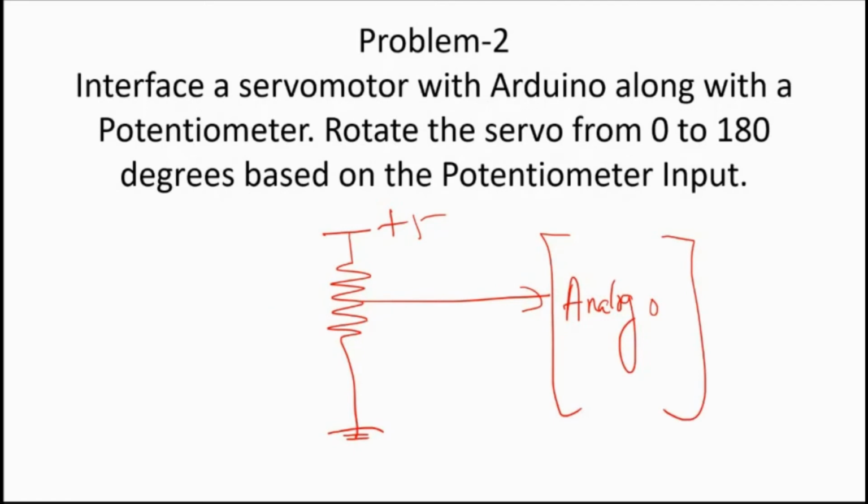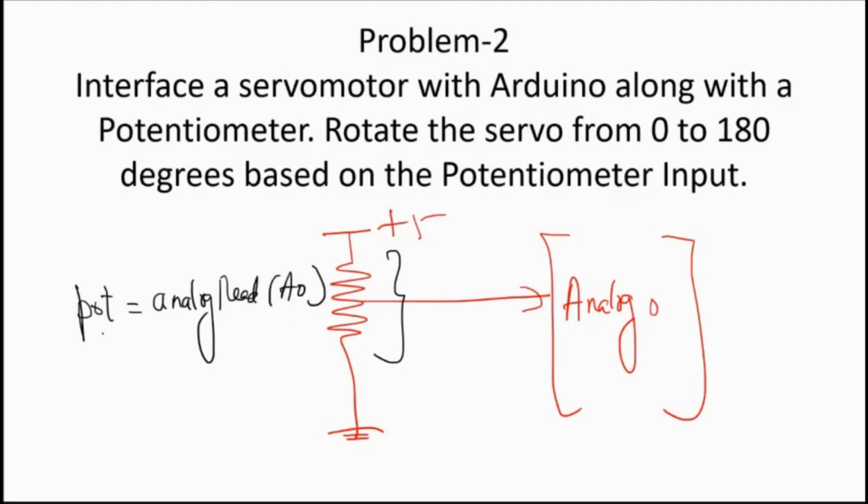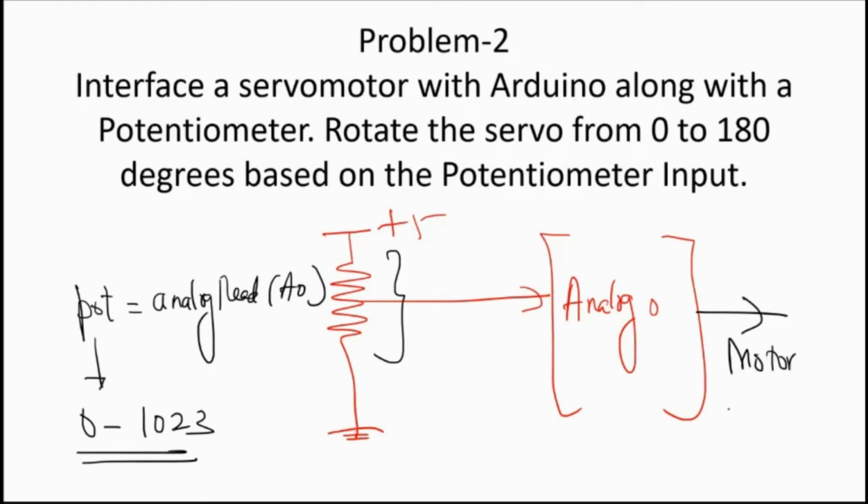Now if you read this by using which function should we use for reading the sensor value of this potentiometer? Analog read. So for example, potentiometer is equal to analog read of A0. If you read this value, the potentiometer will get a value from 0 to 1023. This 0 to 1023 we have to use for controlling our servo motor, whereas the motor output should range from 0 to 180 degrees. So 0 to 1023 should be scaled to 0 to 180. That's what we have to do.